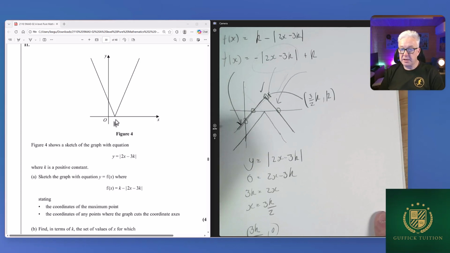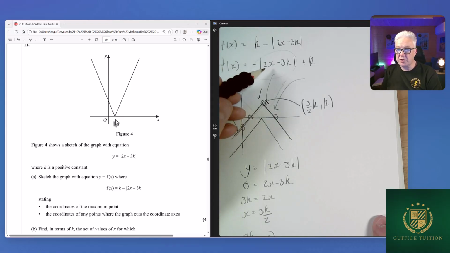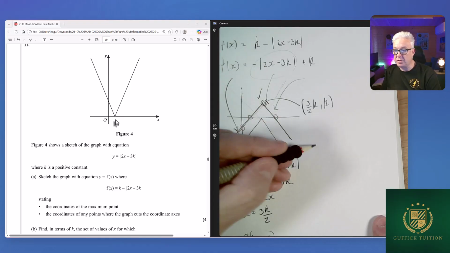Okay, next, let's consider where it crosses the y-axis. In this function, again, we're going to be saying something crosses the y-axis when x is equal to 0.